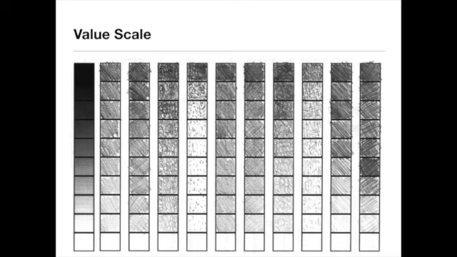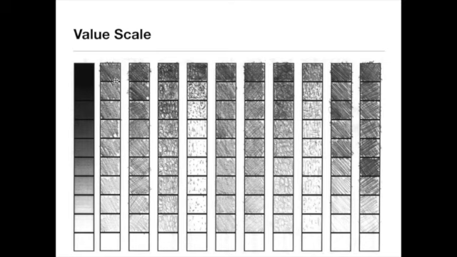Okay? So when we're thinking about value, I want you to think about a value scale, and that means that there is a range of different whites, grays, and black. And they vary. So we go from white down at the very bottom to black up at the very top, and as we go in between, we get a scale. So they gradually get darker and darker and darker up towards the top.